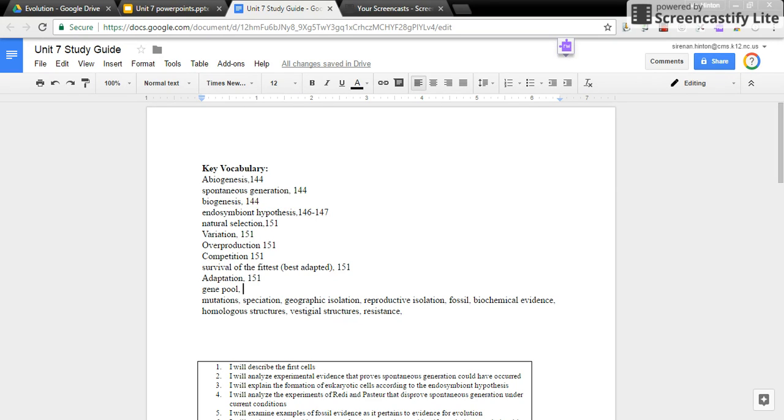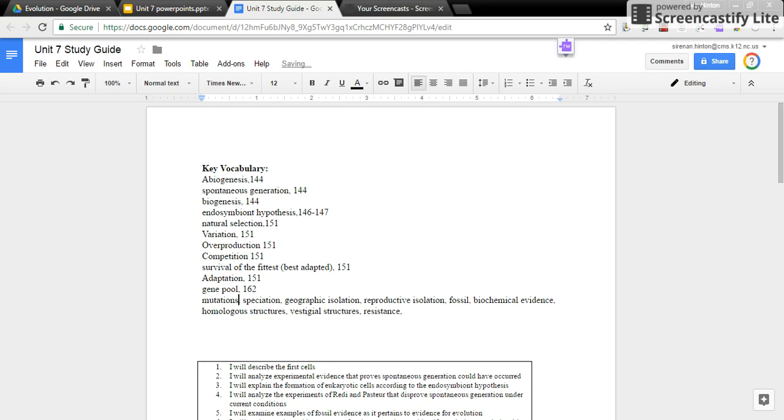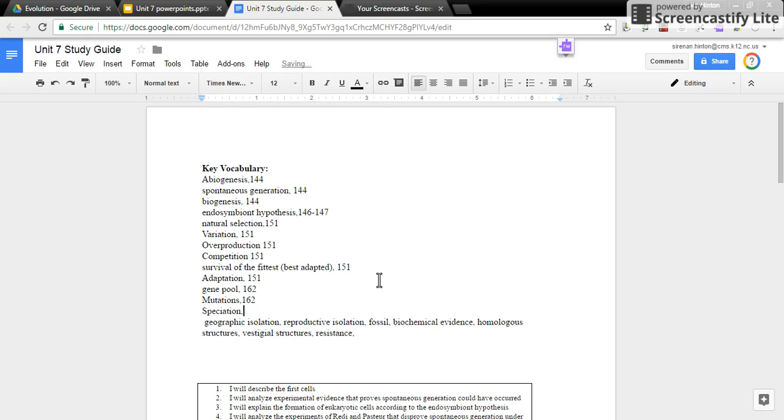Gene pool is on page 162. A gene pool is the genes that are available in a specific organism or a specific species. Mutation on page 162. Mutation is a change in your genetic instructions or your DNA. Speciation is also on page 162.